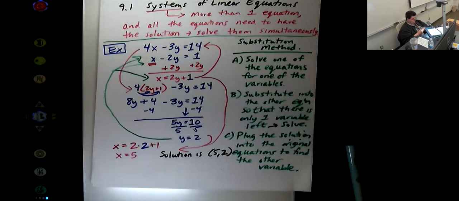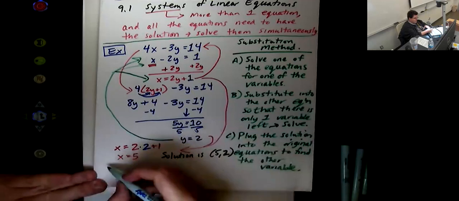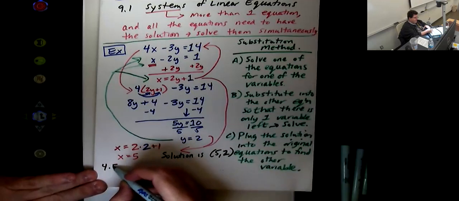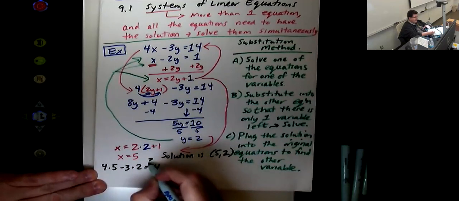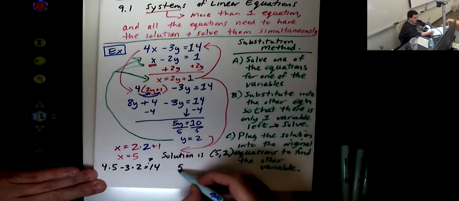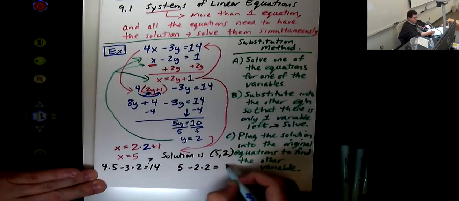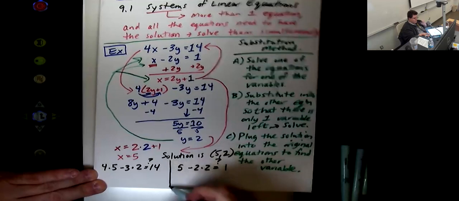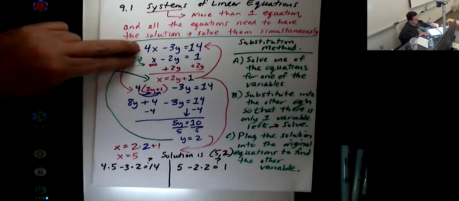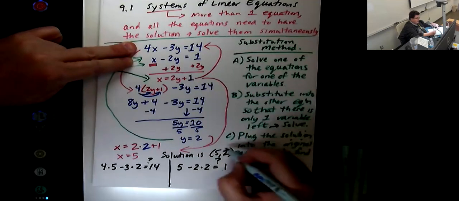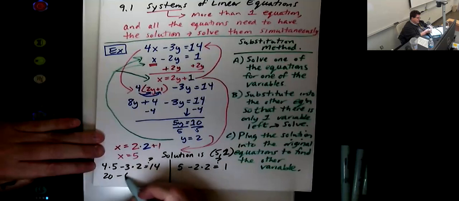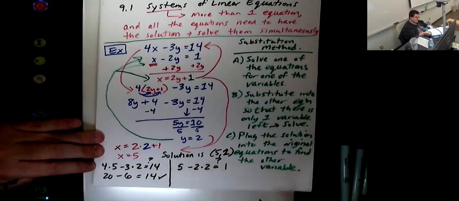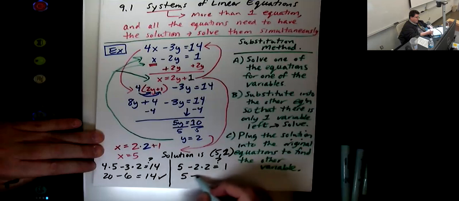We should verify that it works in both of the original equations. So does 4 times 5 minus 3 times 2 equal 14? And does 5 minus 2 times 2 equal 1? Those are the first two equations with x and y replaced. This is 20 minus 6, which does equal 14. And this is 5 minus 4, which equals 1.